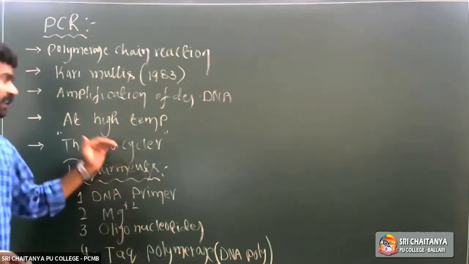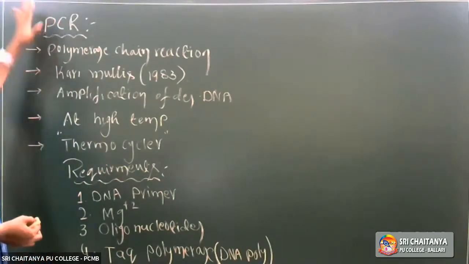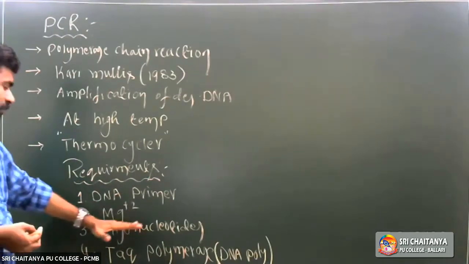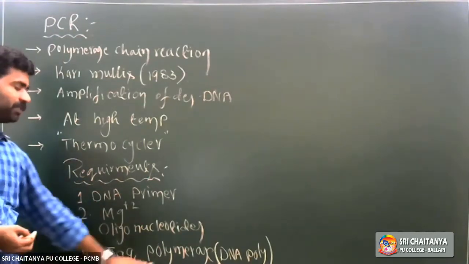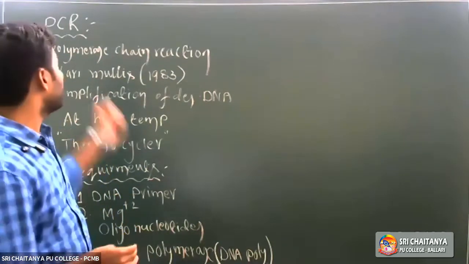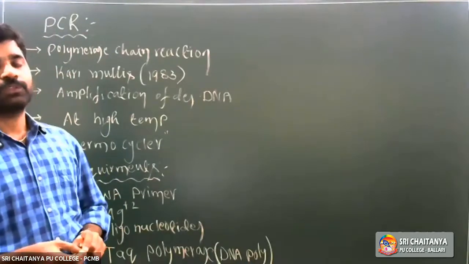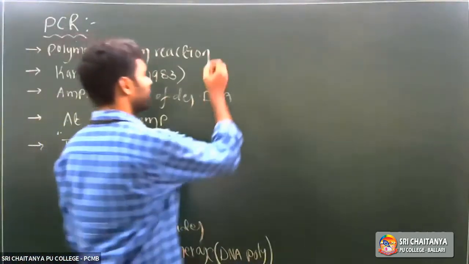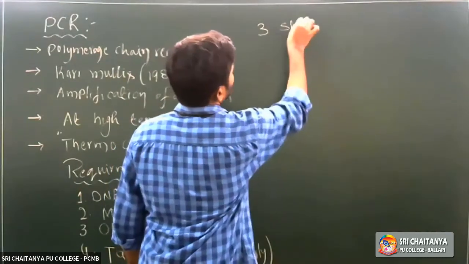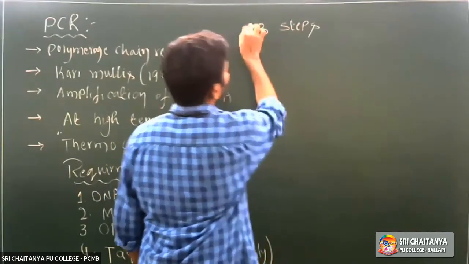Done. So what are the requirements for the PCR technique? DNA primers, then magnesium ion, oligonucleotides, Taq polymerase enzyme, right? Three major steps are involved in the PCR technique. How many steps are involved in the PCR technique? Three steps.